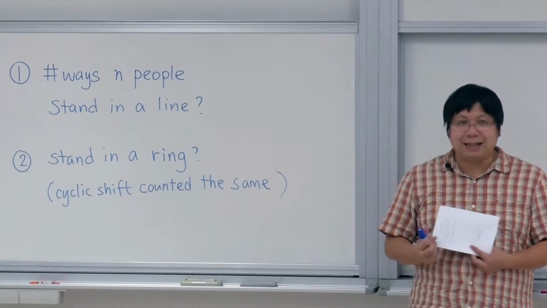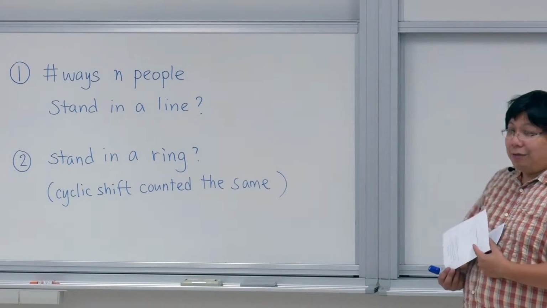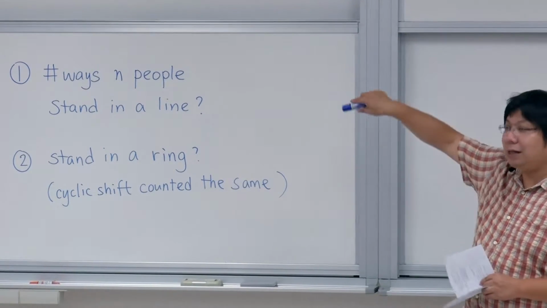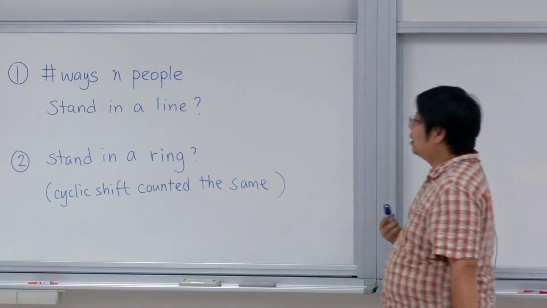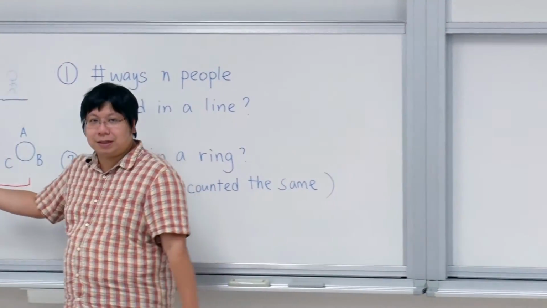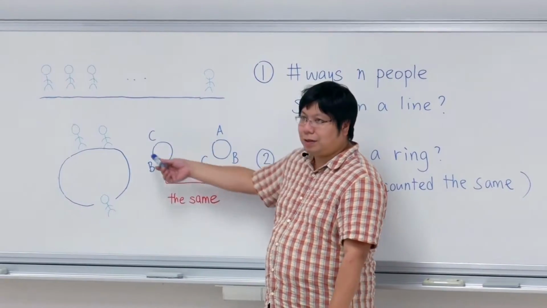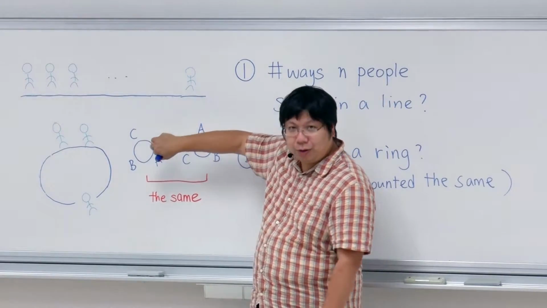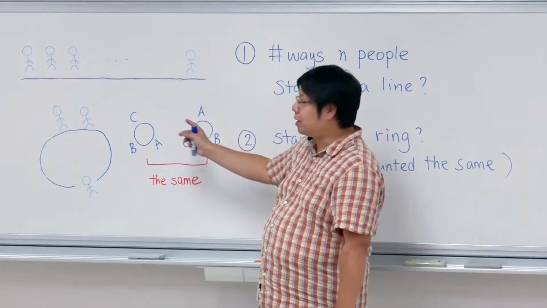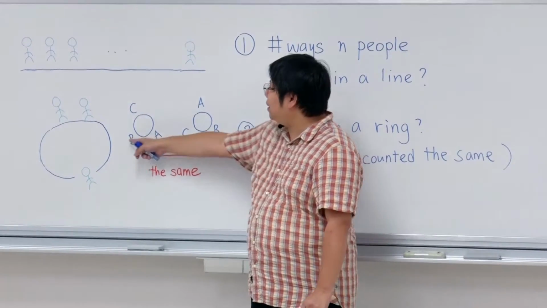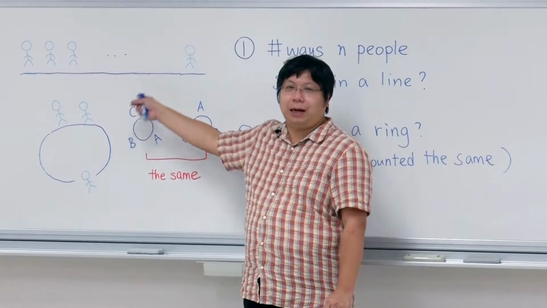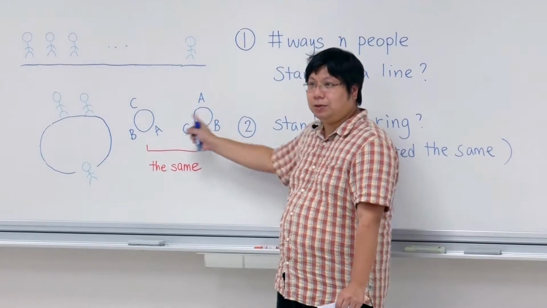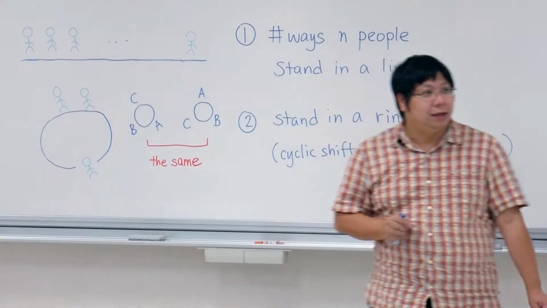Now the next one is slightly different, but they are related. This time we want to arrange the people to stand in a circle, in a ring. This is the restriction: if a certain arrangement can use cyclic rotation to get to another arrangement, like this one is A, B, C, and if you look at it in a clockwise direction, this is also A, B, C, right? Then we will count these two as the same. They represent the same way.